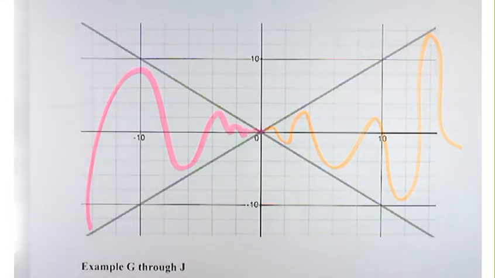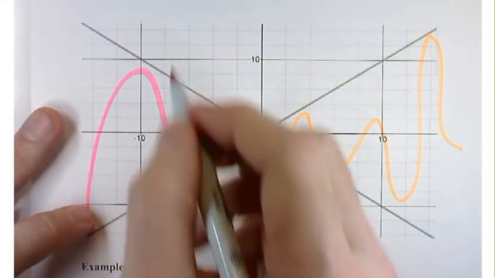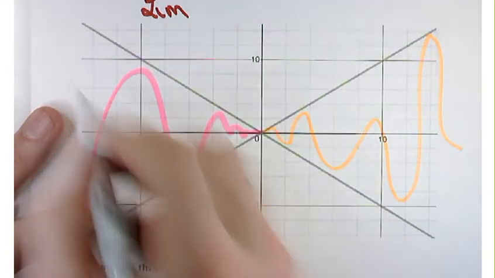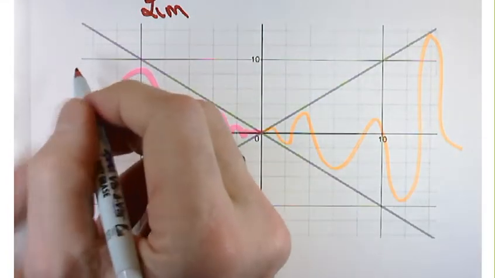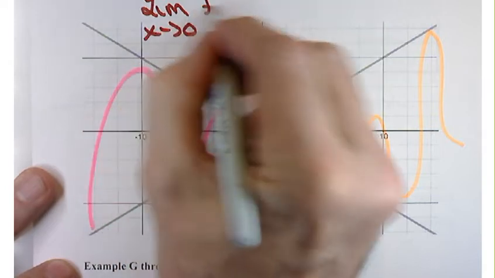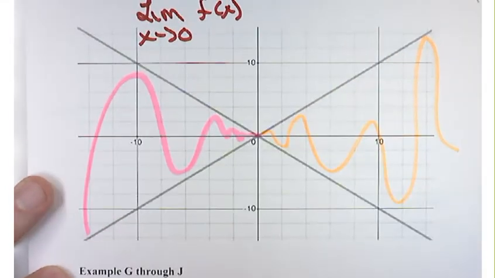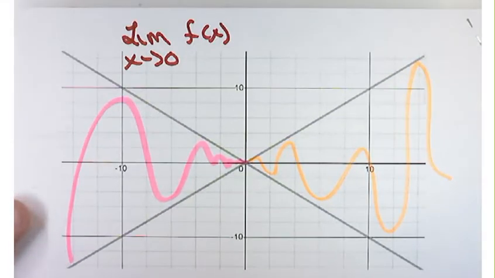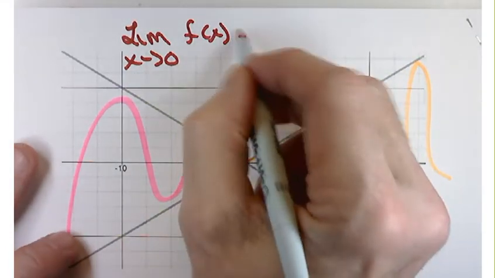Now turn to a neighbor and do the following calculation. Take a look at the limit. Let's see, what do you want to call this graph? Call it f of x. Limit as x approaches 0 of f of x. Calculate that for yours and for your neighbor's.